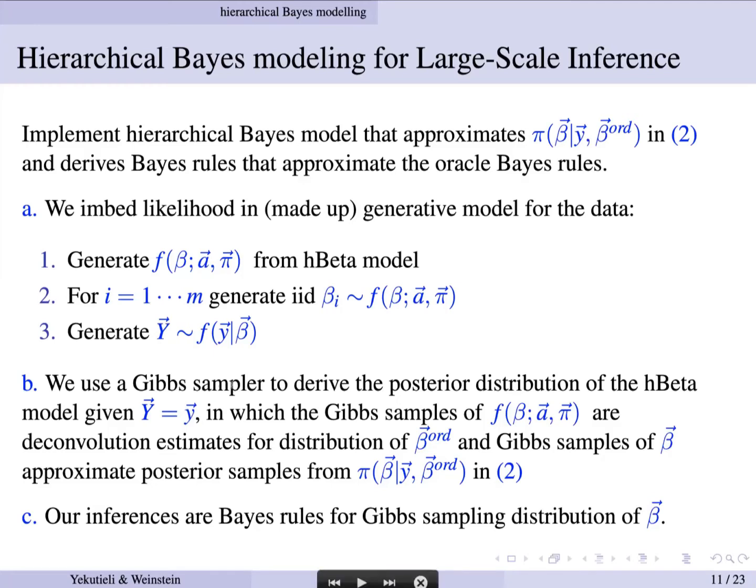And then we use a Gibbs sampler. We only see the y's, and we use a Gibbs sampler to derive the posterior distribution of the H beta model given the y's. What's the H beta model? I'll describe it later. It's a model that spews out distribution functions. You could think of it as Dirichlet process 2.0.